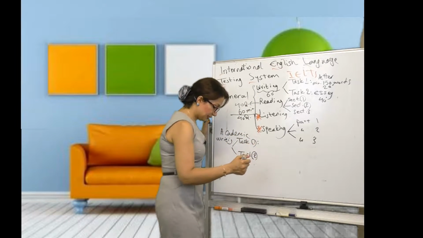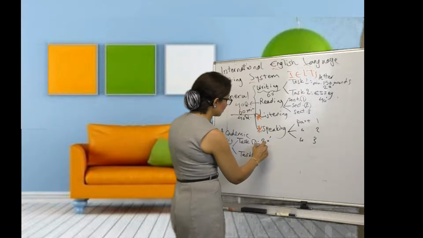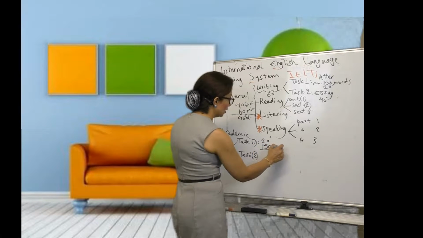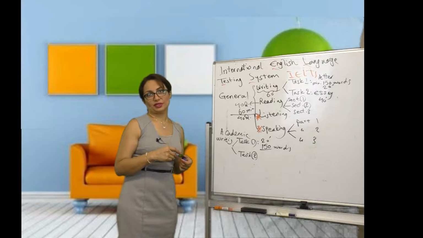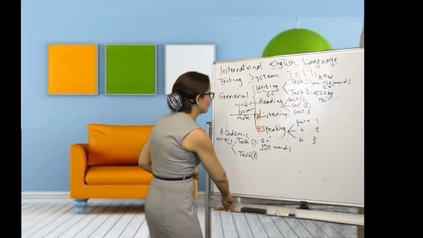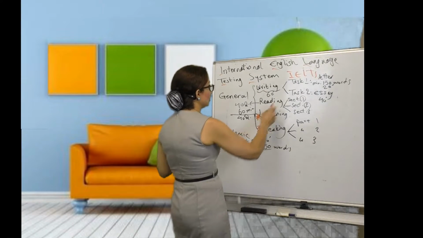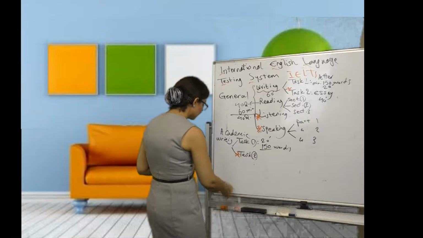The time is exactly the same. The time is 20 minutes and the word limit is 150 words. So the layout is the same, but the task itself is different. And task 2, which is common for general and academic candidates, is an essay task.